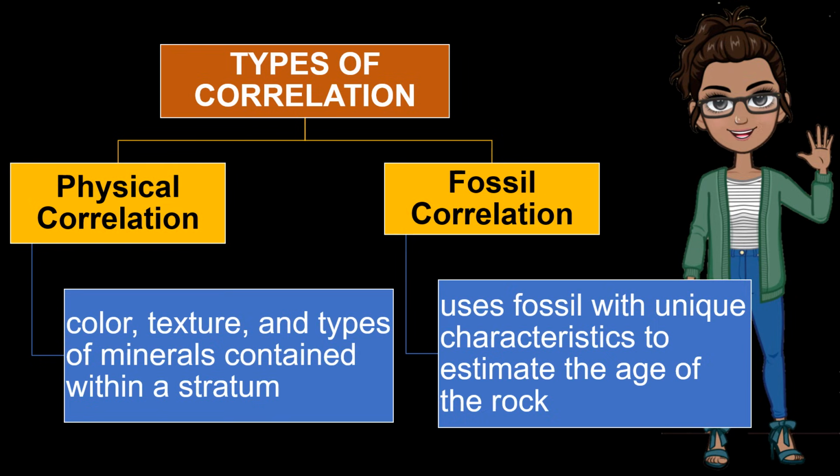Number 2, fossil correlation, is a principle that geologists use to determine the age of rock. It uses fossils with unique characteristics, such as geologically short lifespan and easily identifiable features, and uses this information to estimate the age of a rock layer in other areas that contain the same type of fossil or group of fossils.